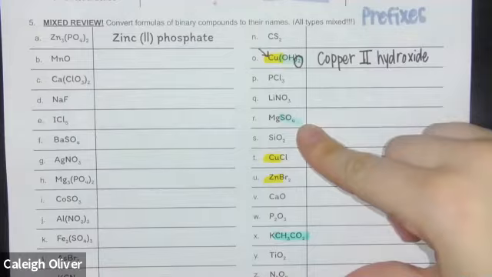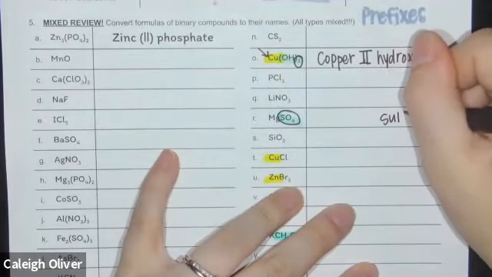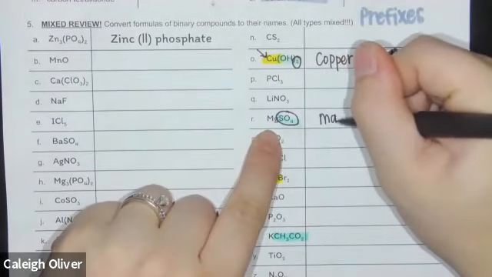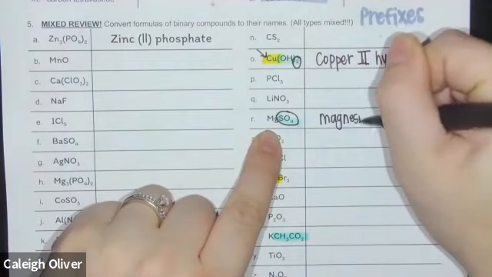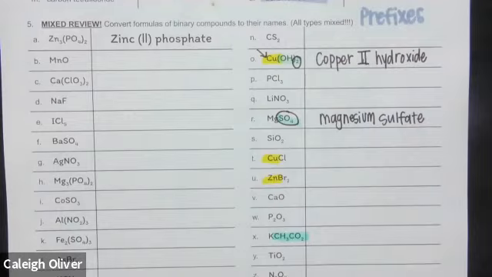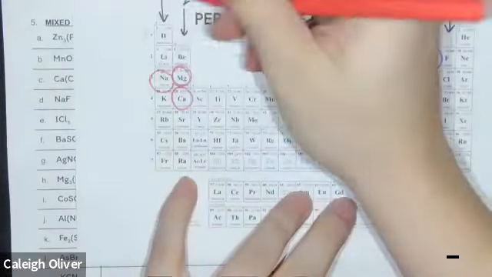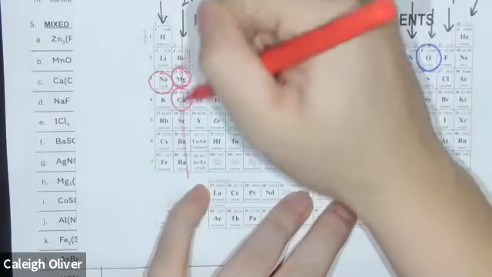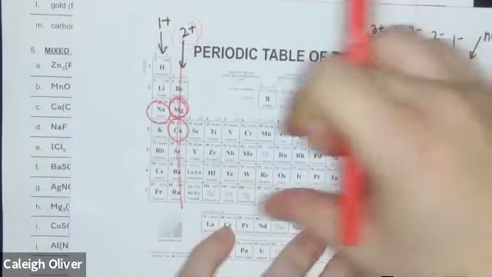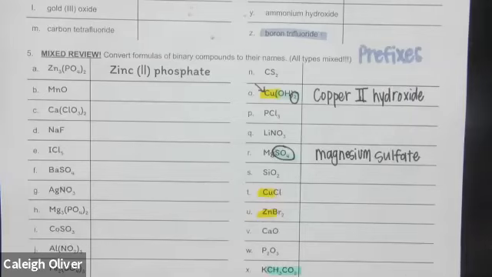Down here, SO4. SO4 is a sulfate. Mg is magnesium. And now I need to double check. Does magnesium, do I need to put a Roman numeral on that? And the answer is no, I don't need to, because it's in this column here that has the same charge always. It's not in that middle region. So this would just be magnesium sulfate.